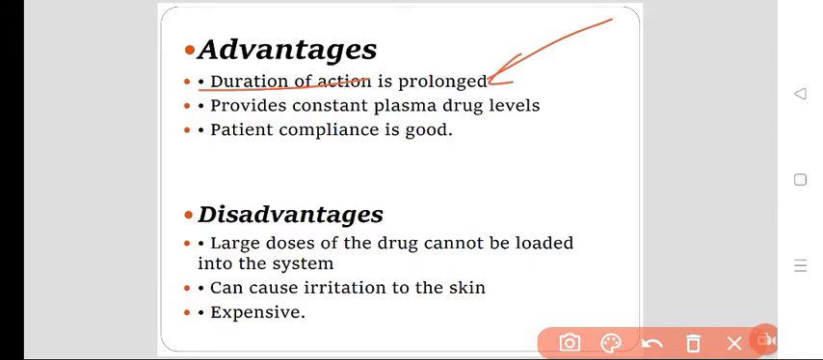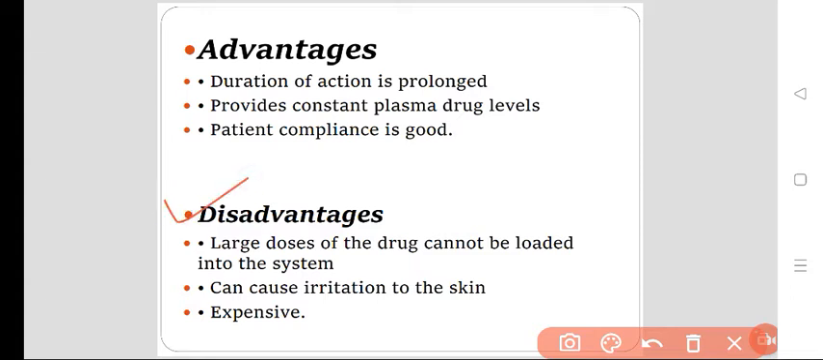It provides smooth, constant plasma drug levels, so there are fewer adverse effects, because it provides a smooth, constant plasma concentration of a drug. Then patient compliance, since there is no need for continuous or frequent administration. So patient compliance is much better, I will say. So these are the advantages.